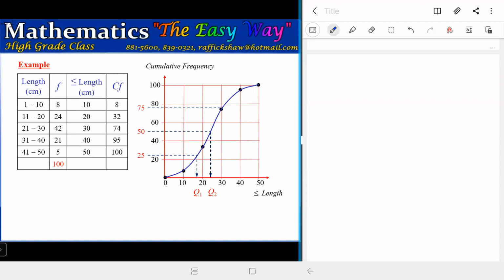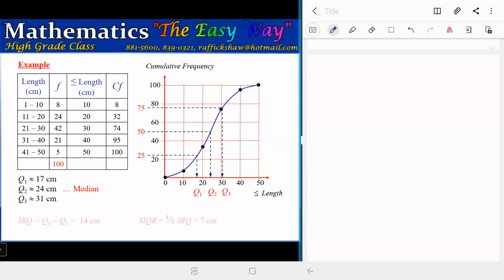If it was 80 leaves, then 3/4 of 80 is 60. So the 60th leaf would have the upper quartile length, and you'd have to find the 60th leaf on the y-axis. The leaves are on the y-axis, the lengths are on the horizontal axis. So you come down and read the Q3. And once you find those quartiles, you can see that Q1 is 17, Q2 is 24, which is the median, Q3 is 31.